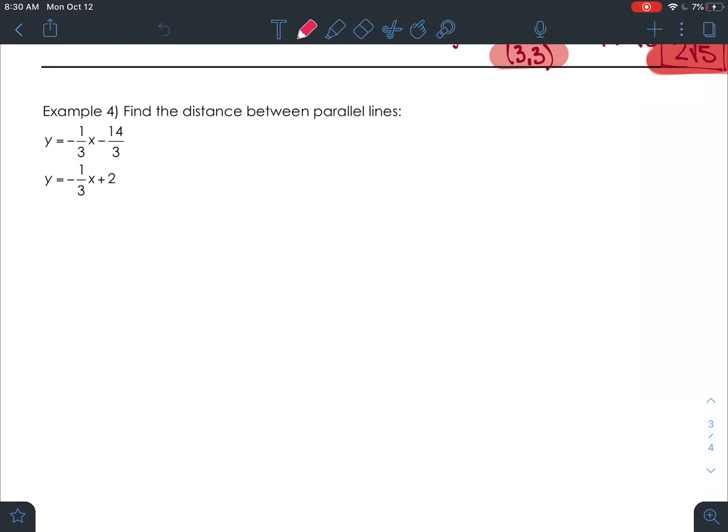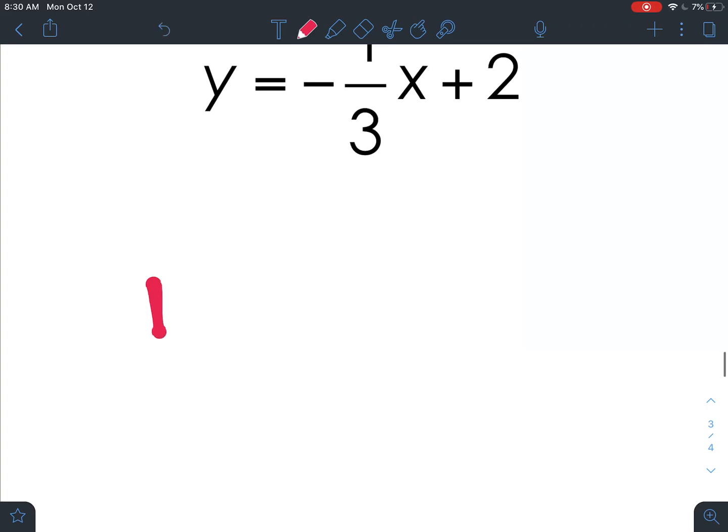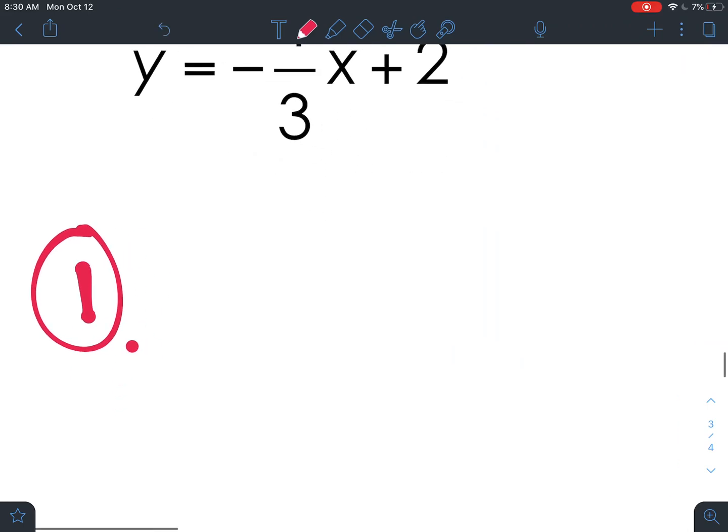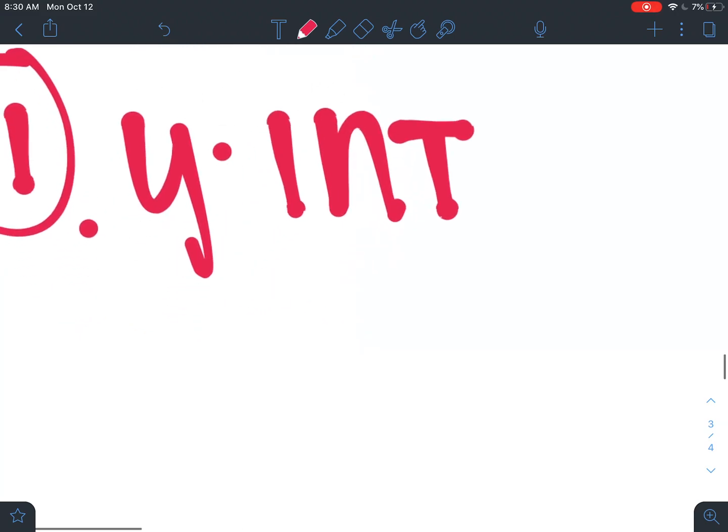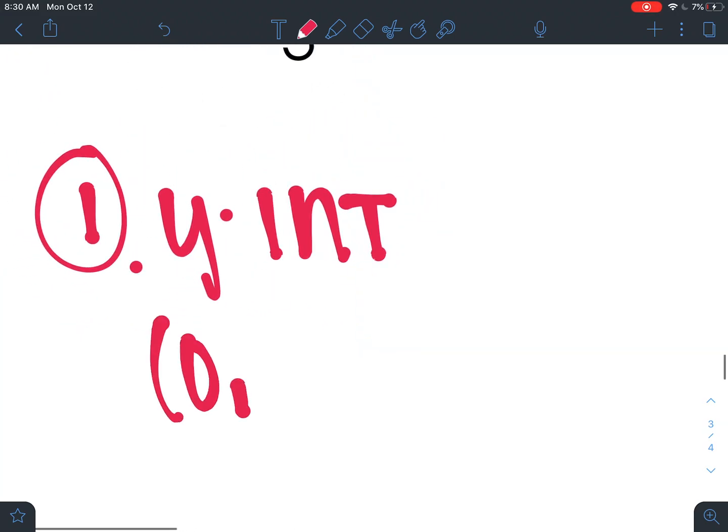All right, last example, find the distance between parallel lines. First step is we need to choose a y-intercept. And I'm going to choose, obviously, I think everyone probably chose this. All right, (0, 2).